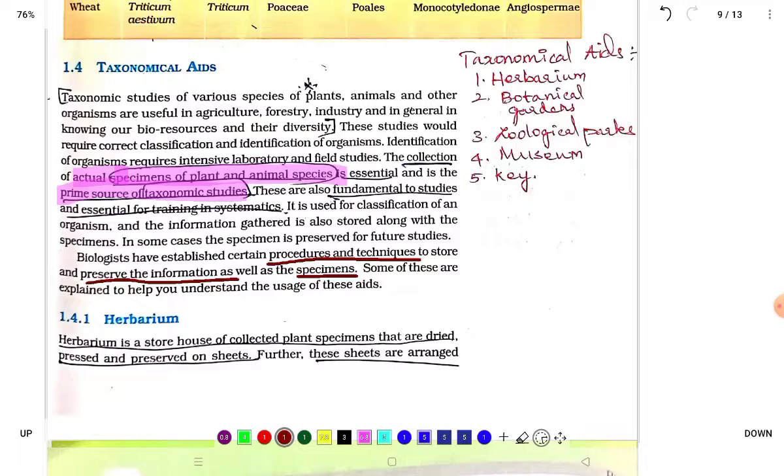Now actually you have to understand this, guys. Now we are going to see about this only, okay. Taxonomical aids. What are the five types of taxonomical aids? Herbarium, botanical gardens, zoological parks, museum and key.